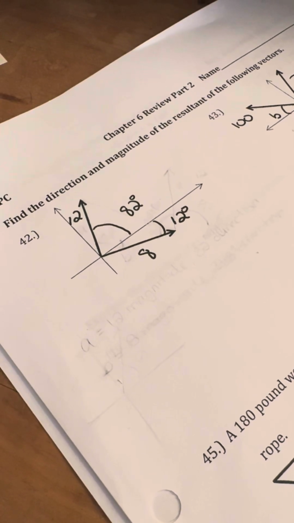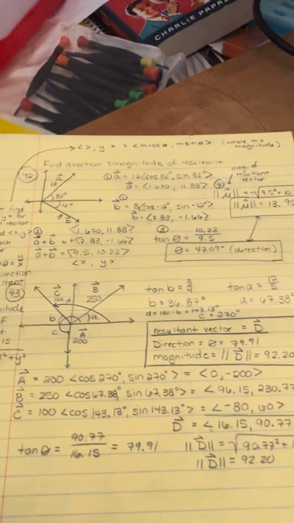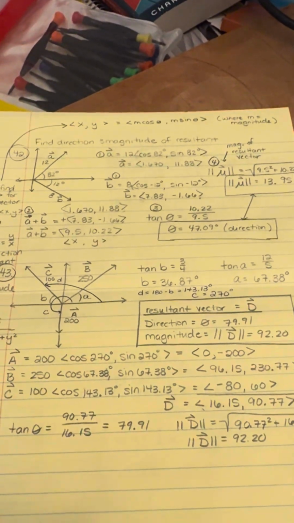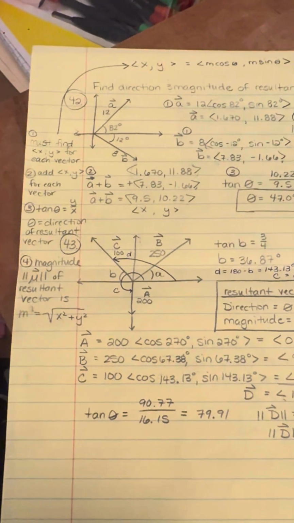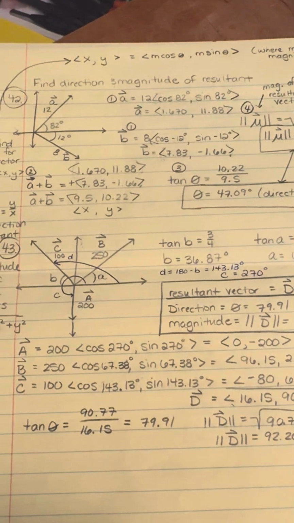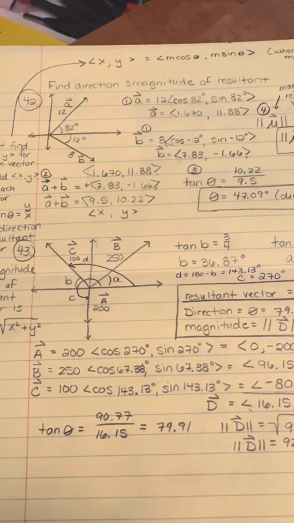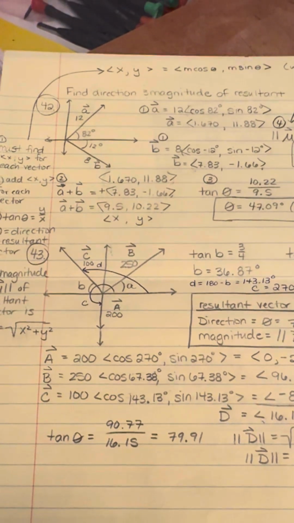Okay, so we're going to start with number 42. And if you look at my handwritten notes here, which I'm going to break apart step by step, I just wanted you to see, and I will send you a picture of all of this. When you are asked to find the direction and the magnitude of a resultant vector, we had tried putting them head to tail. That is not the way she wants you to solve them.